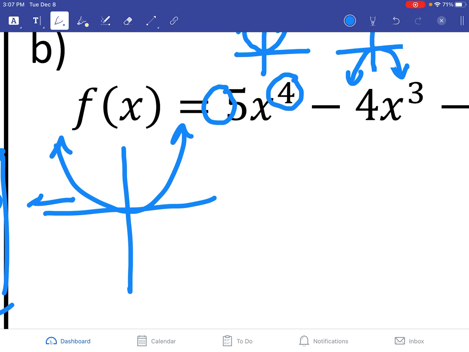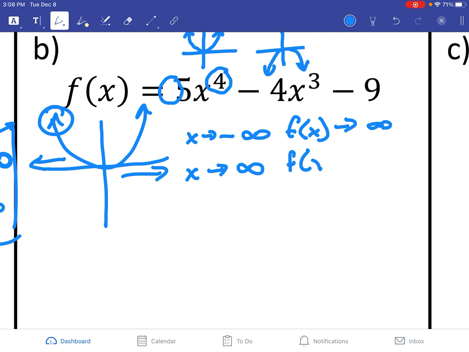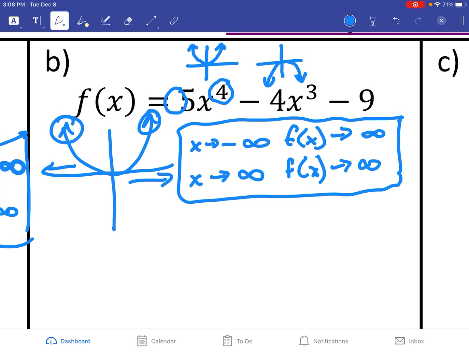So as we go to the left on the graph, what is the graph doing? As x approaches negative infinity, f of x is going up towards positive infinity. All right. As we move to the right on the graph, as x approaches positive infinity, what is f of x doing? The graph is again going up towards positive infinity. And that's it. That is the end behavior of your graph, if you're given functions instead of the graph itself.